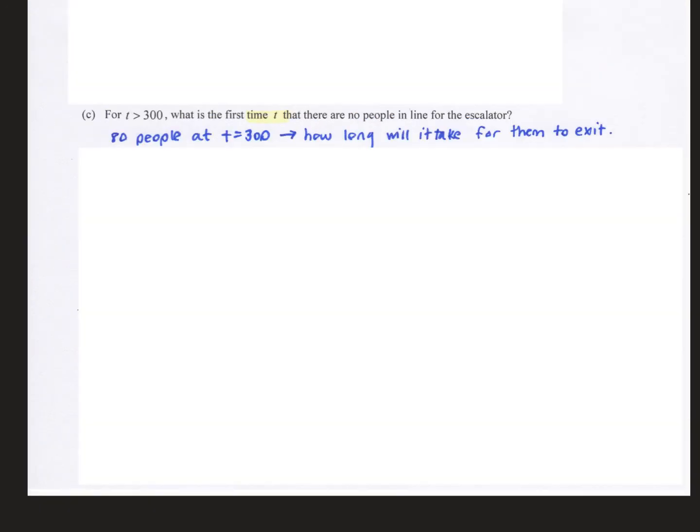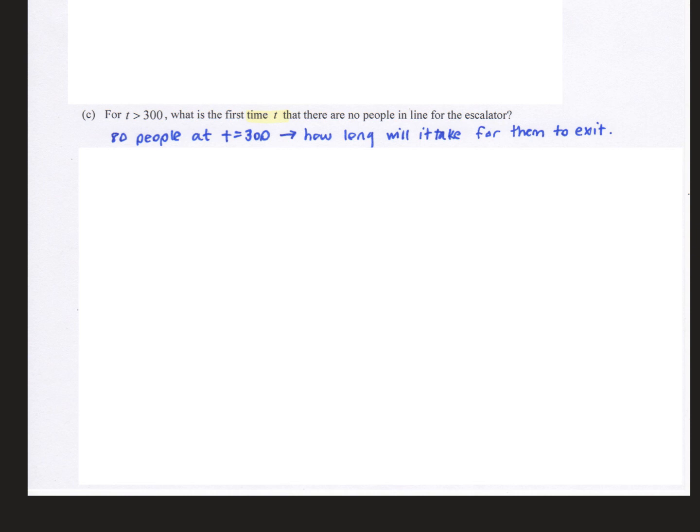In part C, we're asked, what is the first time t that there are no people in line for the escalator? And what we're told in a previous part of the problem is for t less than 300, there's always people in line. So it's going to be some time after 300 seconds.